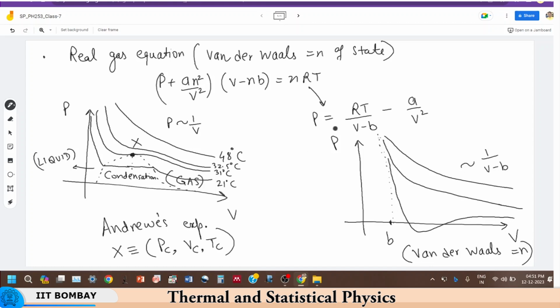So let us see whether we can calculate the critical pressure, temperature, and volume from the van der Waals equation. Remember, even in this case, there will be a point where this curve will become flat, right? And this will be the corresponding critical point from the van der Waals equation of state. Okay, so let us evaluate the critical parameters from the real gas equation.